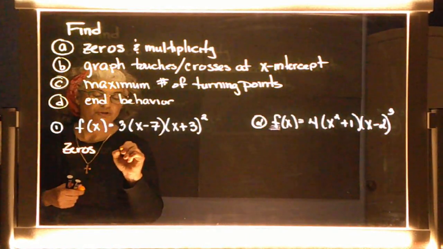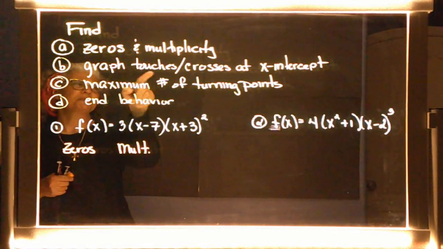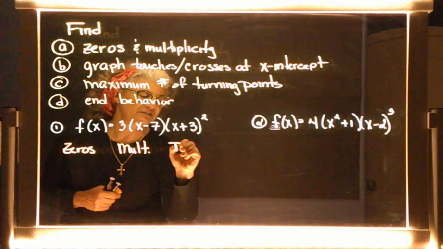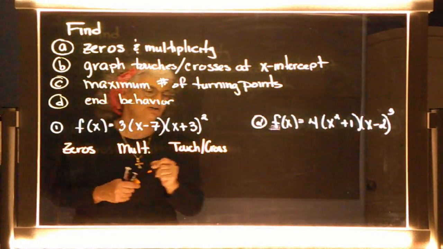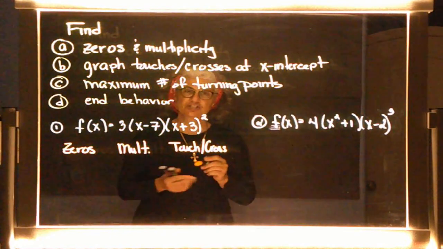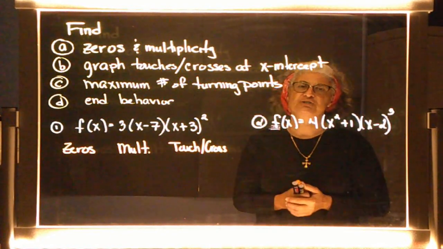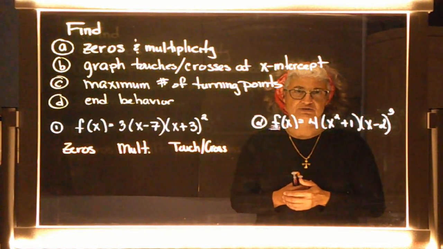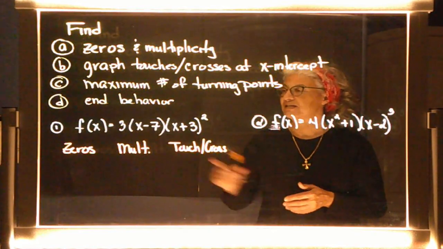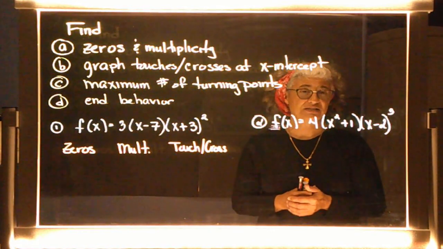We need to find their multiplicities. And part B wants to know if it touches or crosses. Okay, so let's check it out. Remember, the zero is a solution to the polynomial, right? The zero is also known as an x-intercept. So here's the thing. This polynomial is already in factored form, is it not?